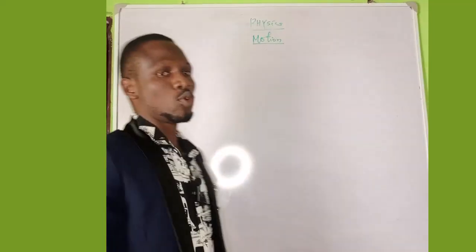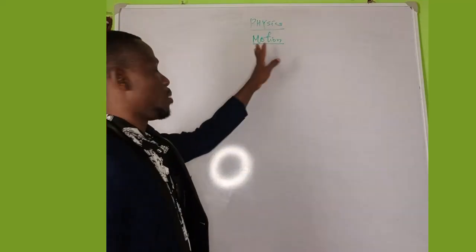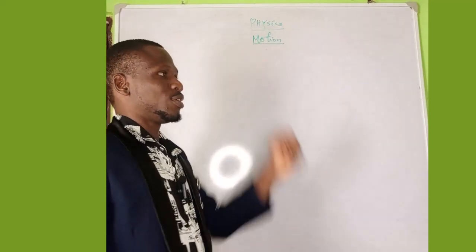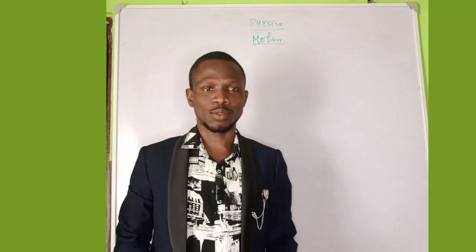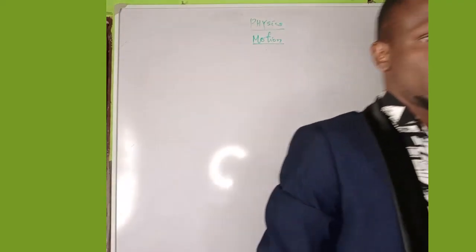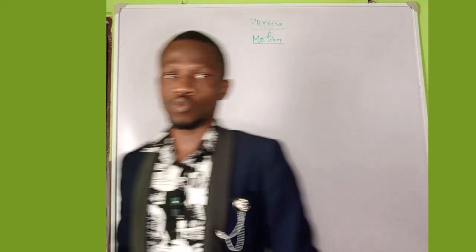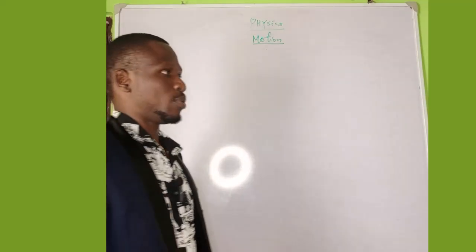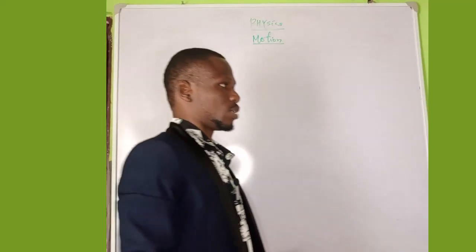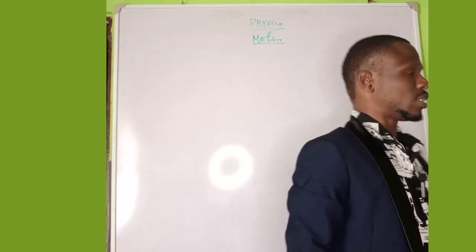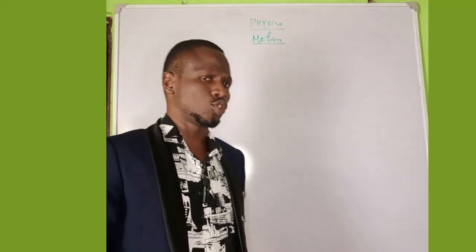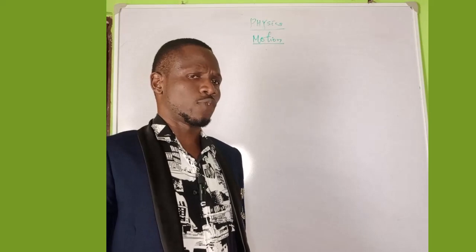Today we'll be looking at motion. Remember that a body is said to be in motion if it is not in its state of rest. As I move, I change this position with time. So when a body is not in its present state of rest, the body is said to be in motion. Remember the parameters we use to measure or calculate the motion of a body.